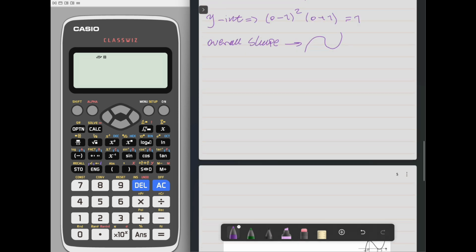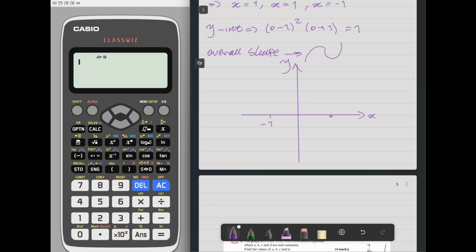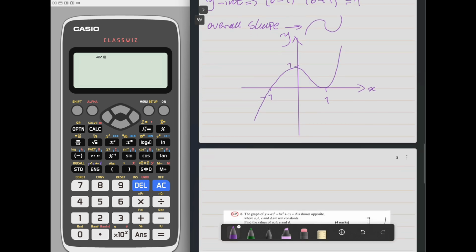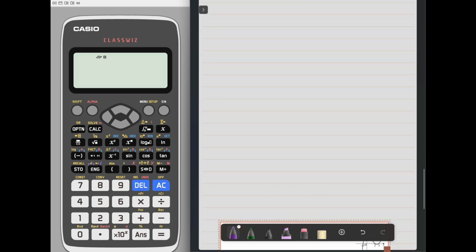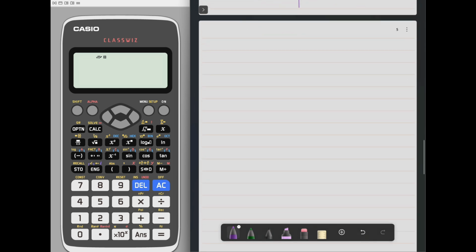So, how will my sketch be? Let me draw the axes, y and x. So minus 1 and 1 here, and it's going to intersect the y-axis at (0, 1). And the shape is going to be n u. So my graph will be something like this. Not very good, but it will tell you the meaning. This is for part A.